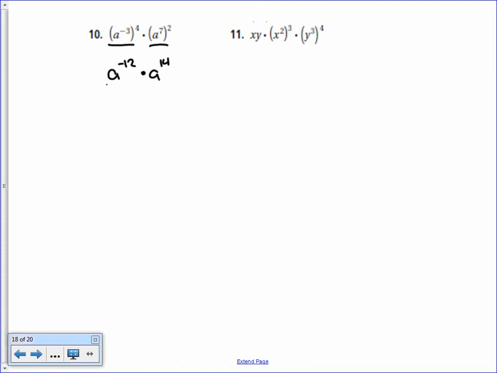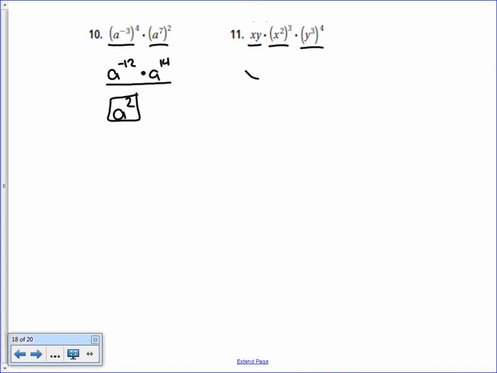Okay, so now we have the same base. We have an a, so we can combine these together. So a to the negative 12th, a to the 14th, that's going to give me an a to the second. So negative 12 plus 14. So simplifying these separately.